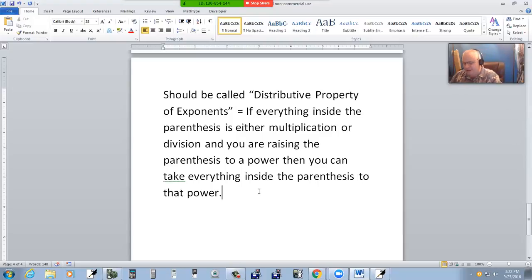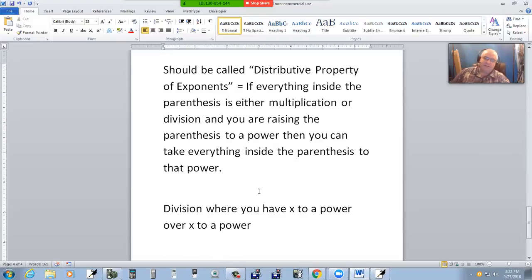Now this is oftentimes listed as a property, and I'm not going to list a property. I'll talk about how to handle division. Division where you have x to a power over x to a power. They do not have to be x's. You can have y's. You can have anything, just as long as they're exactly the same.